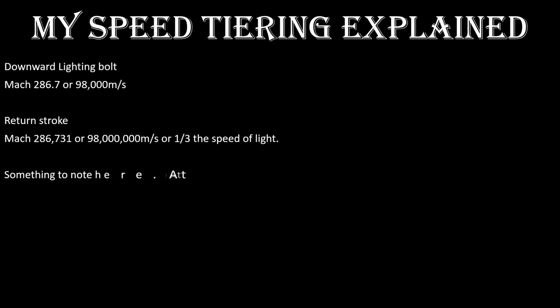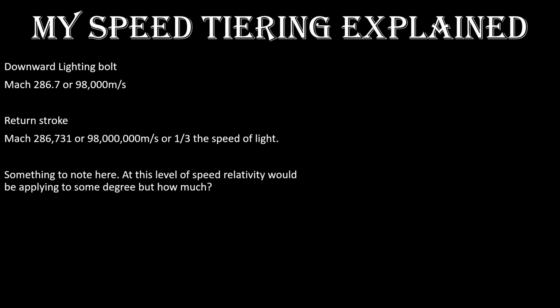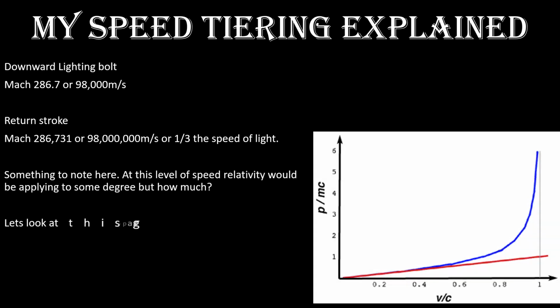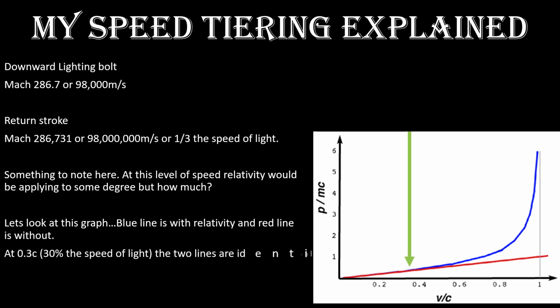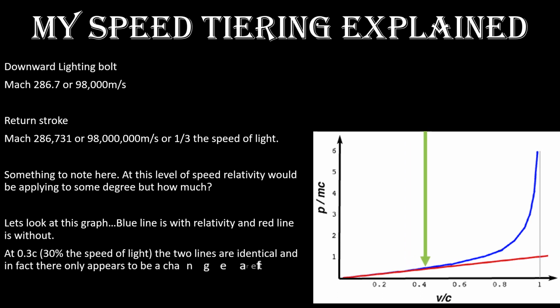Something to note here, at this level of speed relativity would be applying to some degree, but how much? Let's look at this graph. Blue line with relativity and red line is without. At 0.3 c, 30% the speed of light, the two lines are identical, and in fact there only appears to be a change after 0.4 c, 40% the speed of light.